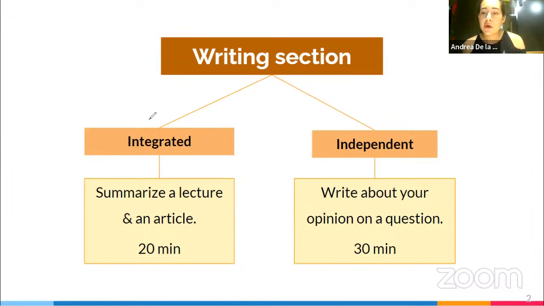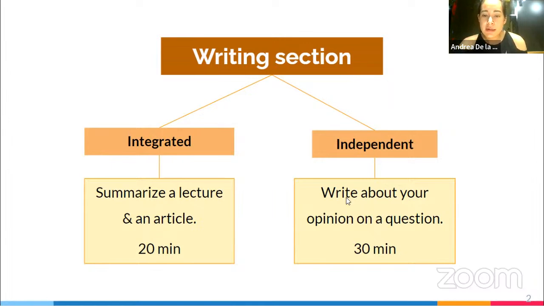Now, independent is the opposite. Independent is mostly about your writing. It's less about the content of your writing and more about your writing skills itself. In the independent, as the name says, it doesn't depend on anything. So your response doesn't depend on anything but the question. You don't have to summarize anything anymore. In the independent question, you will only write about yourself, about your ideas, your opinions, your thoughts, your experiences. Okay, that is the difference.